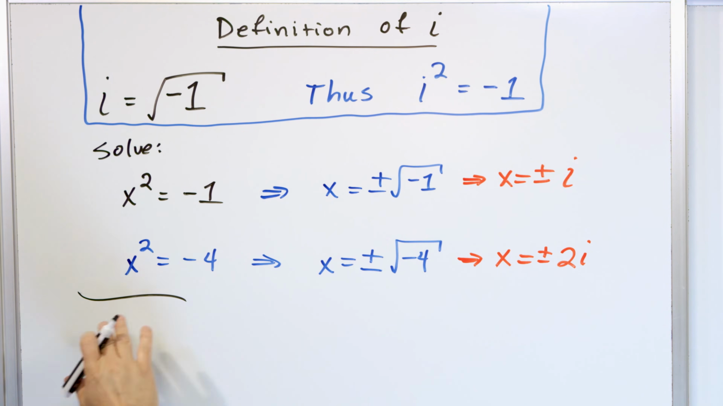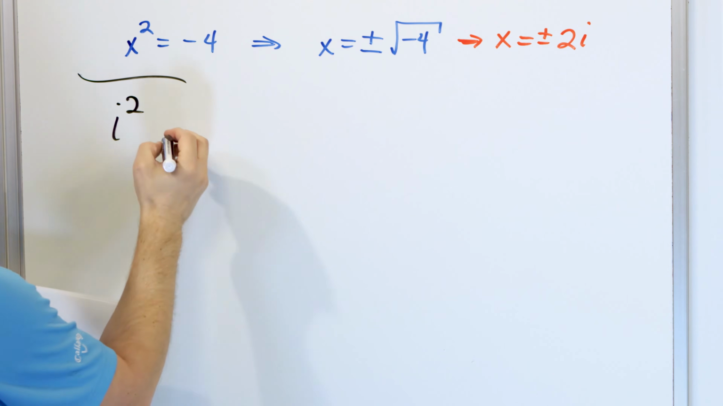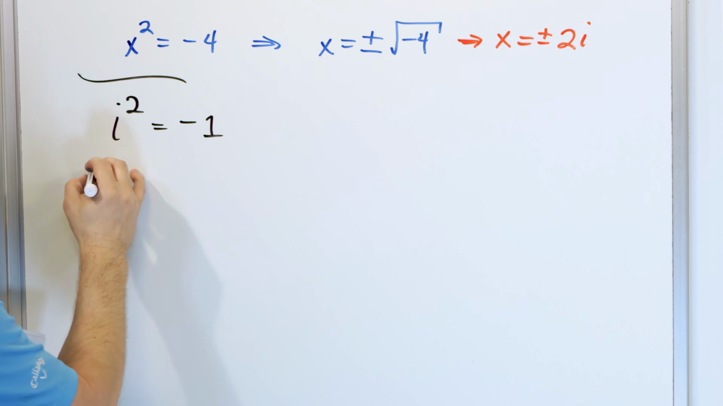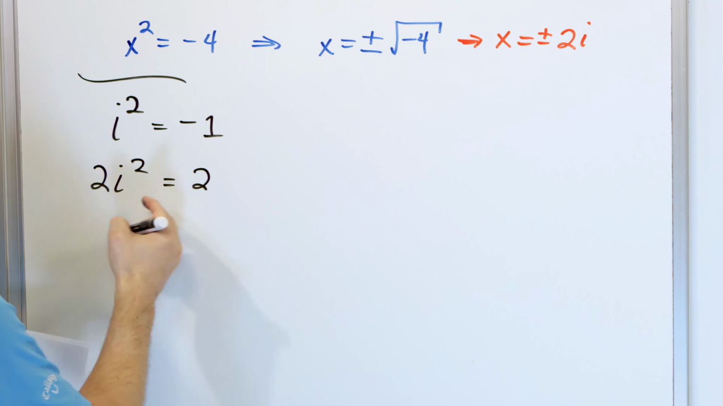Because of that, we can do some simple problems here. Let's get some practice. The simplest one is, what is i squared? You just replace it with negative 1. You don't have to think about it or prove it. What if I have 2 times i squared? Well, the 2 is totally normal, but the i squared is negative 1.